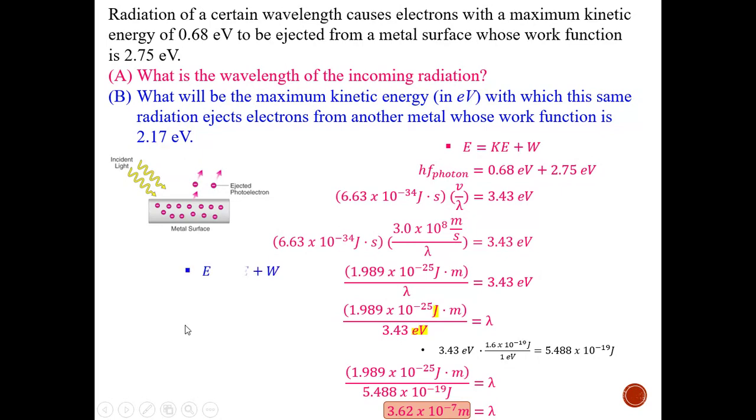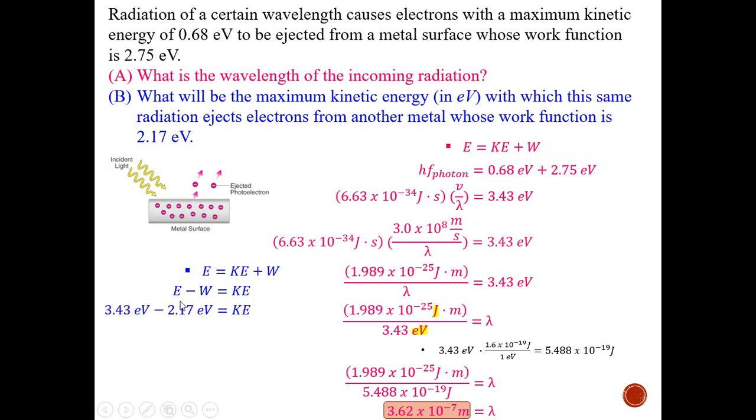So I can just set up the function again: E equals Ke plus W, except W here is different. In the previous problem, the work function for that particular metal was 2.75 eV. This new metal is less, it's 2.17 eV. So it wants us to find the Ke given the same radiation, but we already know from our previous problem that the total energy we found was 3.43 eV. That's the sum of it. It tells us E is 3.43 eV.